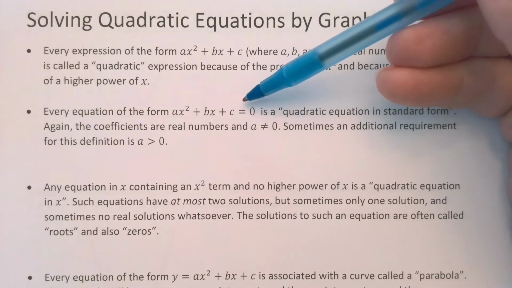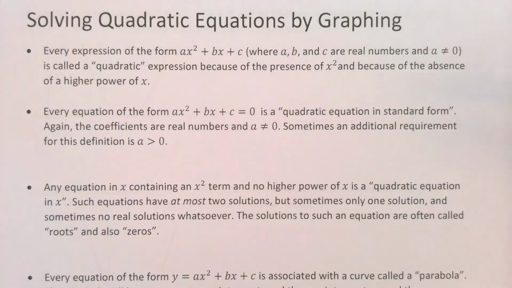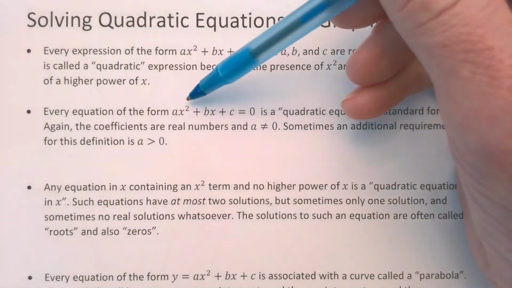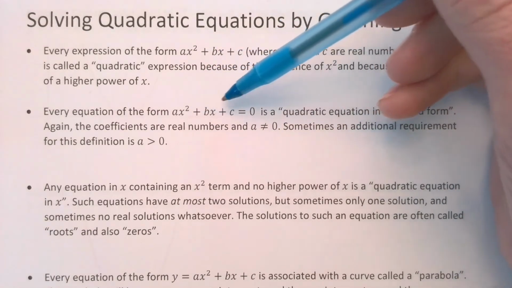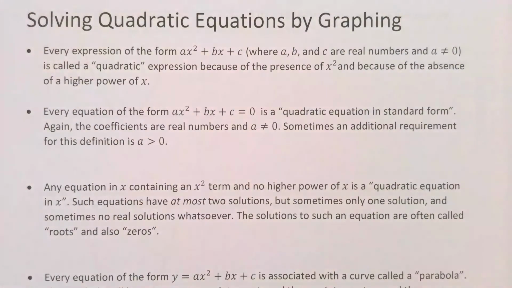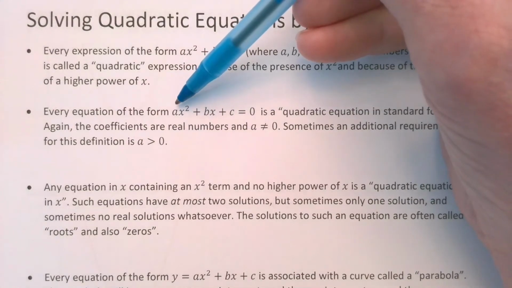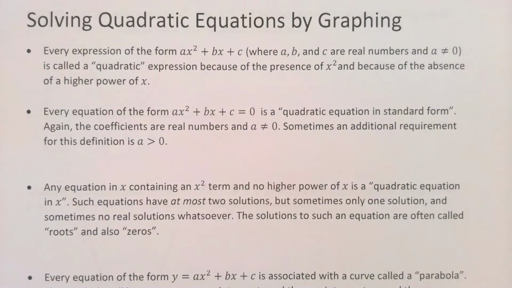So this is a quadratic equation. It's also said to be in standard form. Standard form quadratic equations are equal to 0, and on the other side they typically have terms in descending order from x squared to x to, when present, a constant term. Sometimes there's also a requirement that the coefficient in front of x squared, the a, be positive. Sometimes that's not a requirement. It just depends upon who's writing the textbook.